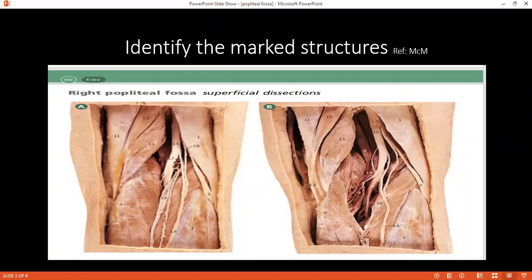Okay, right. Can you please tell me, if there is a mass present in the popliteal fossa, what are the differential diagnoses that you'll consider? The cyst, it can be schwannoma, popliteal artery aneurysm, varicosity of the short saphenous vein, lipoma.